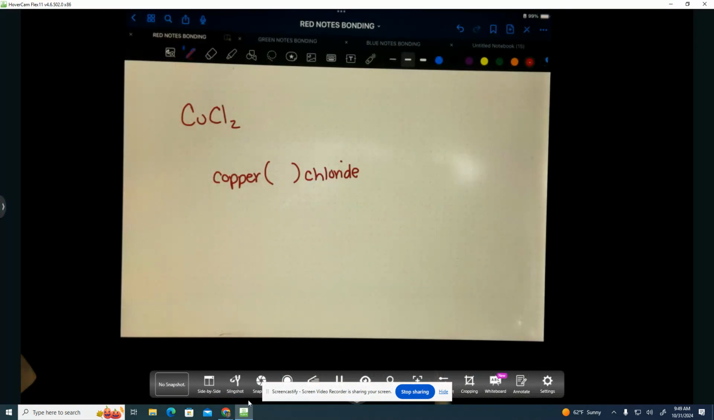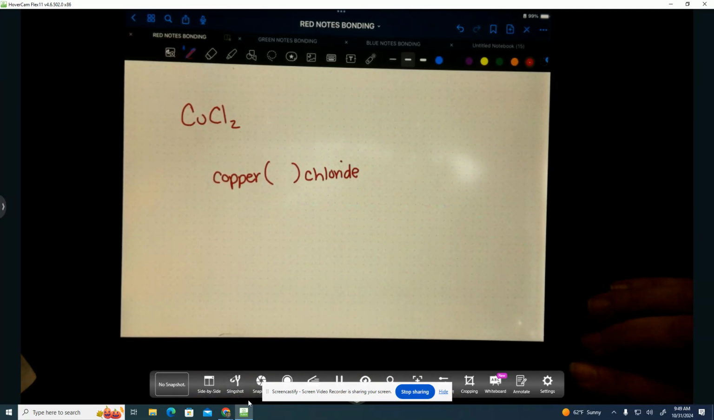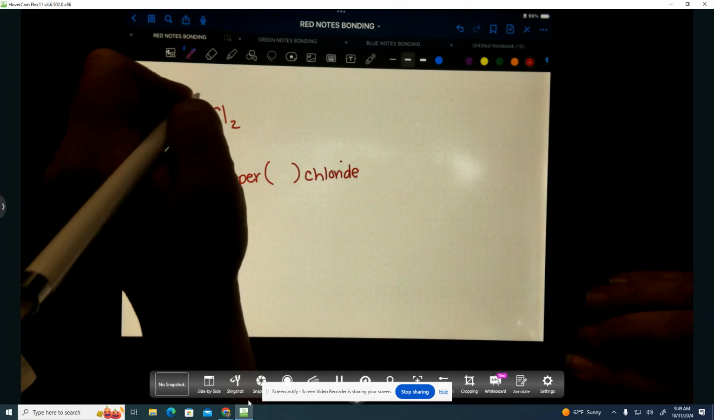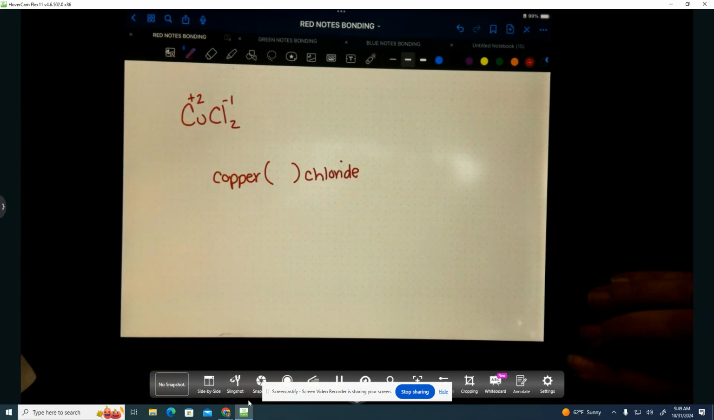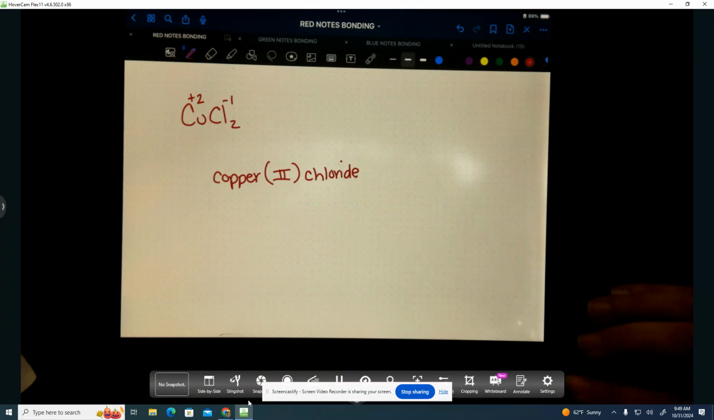So now, the parentheses are in there because there is more than one choice. Which copper was used? Was it copper plus 1 or copper plus 2? How did you know that? There's 2 chlorines. So this was a 2 and this was a -1. So this has to be copper 2 chloride.